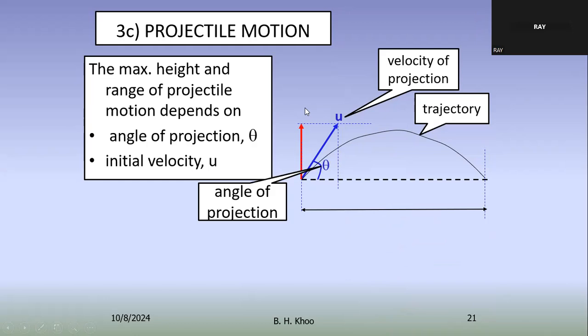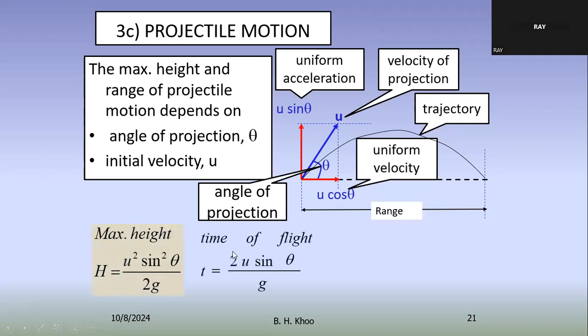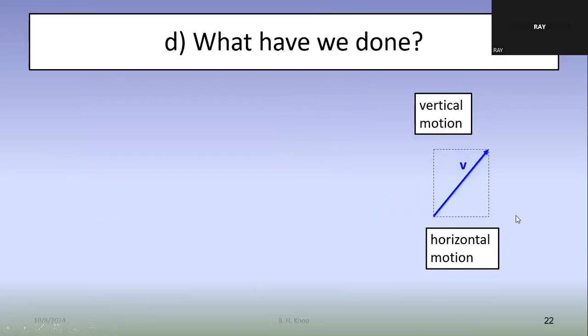So usually we resolve into vertical component and horizontal component. That is your horizontal component, U cos theta. So that is uniform velocity. U sin theta is vertical velocity, uniform acceleration in the vertical direction. So we are going to derive this equation. That's the range that we want to calculate. So memorize, and know how to derive. That is what we have done.